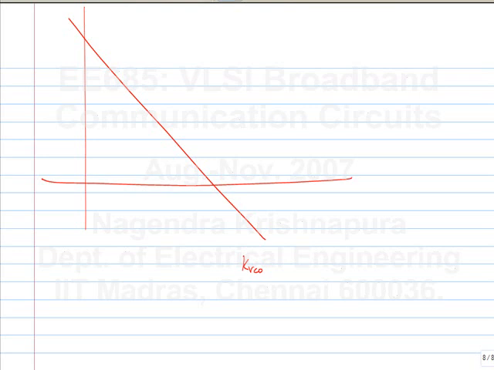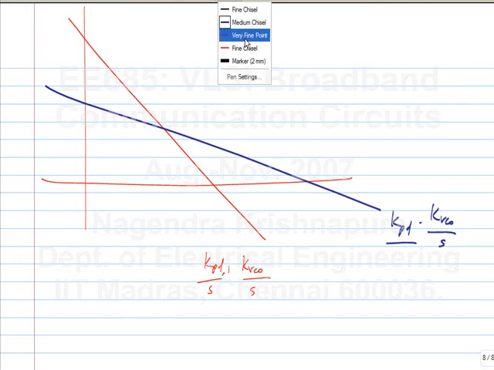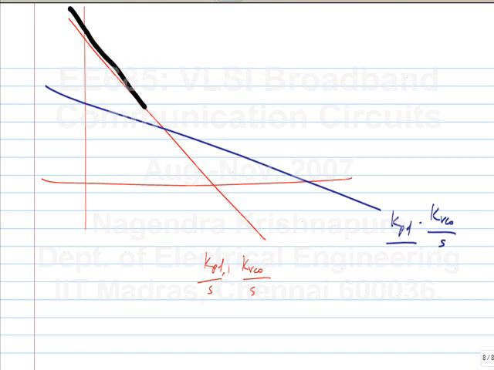This is KPDI by S, KVCO by S. This is KPD times KVCO by S. This is stable, but not good enough for phase lock loops. What we want is this. So what is the equation that describes this?